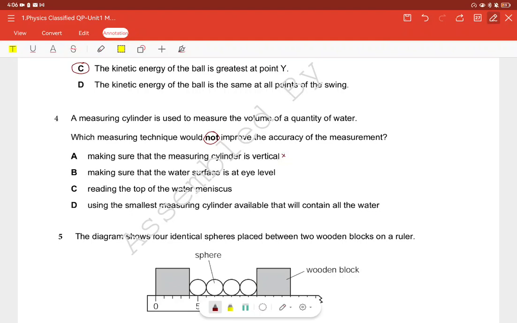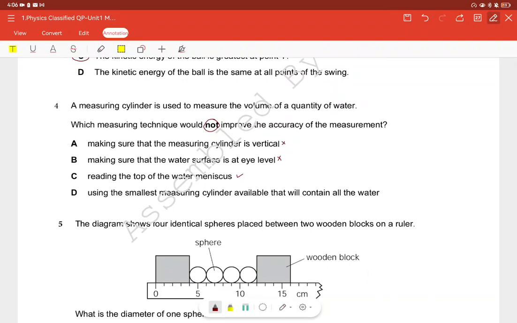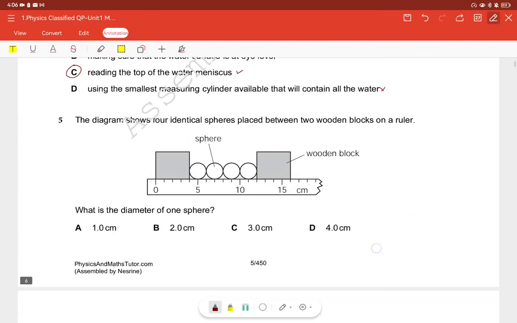Make sure that the water surface is at eye level. This also improves the accuracy, which we're not looking for. Reading the top of the water meniscus. Remember, we said in order to be accurate, we need to read the bottom of the meniscus. And here it says the top of the meniscus. So this is not improving the accuracy. Using the smallest measuring cylinder also improves the accuracy. So my answer is reading the top of the water meniscus. Excellent. Moving on, question 5.